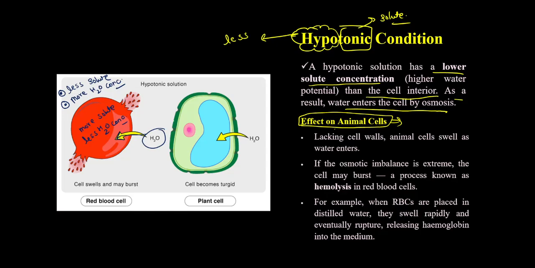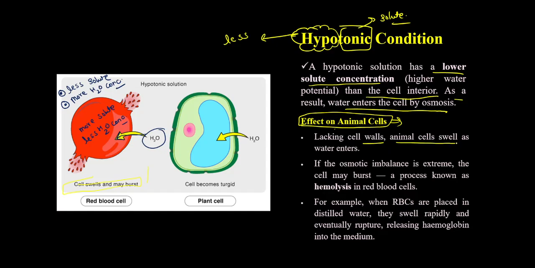When water molecules enter the cells, either the plant cell or the animal cell, it will make it swell, and sometimes if the osmotic pressure is very high, it will burst the cell. Okay, but in case of plant cell, it only becomes turgid because there is a strong or rigid cell wall around the cell which will prevent it from bursting. The same content is written here.